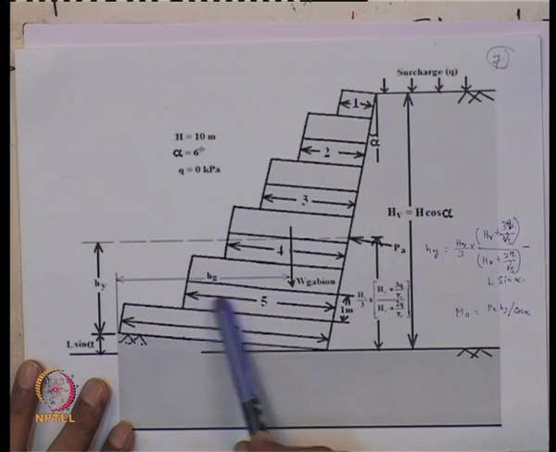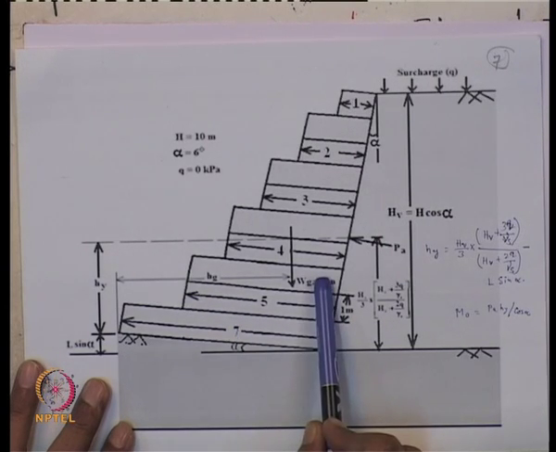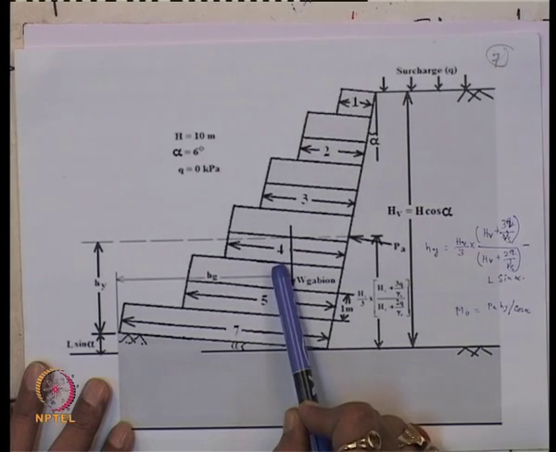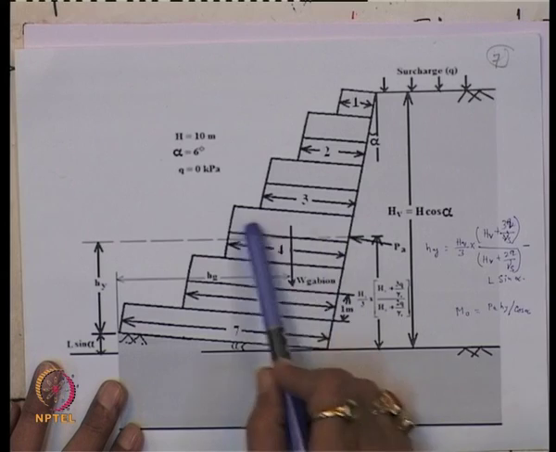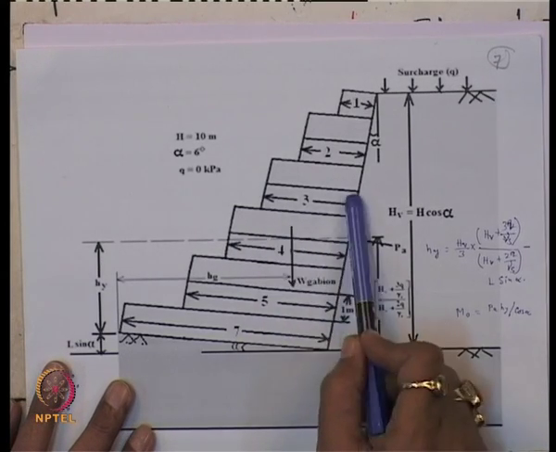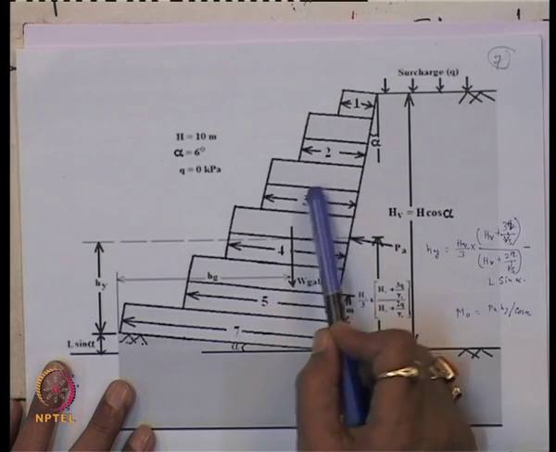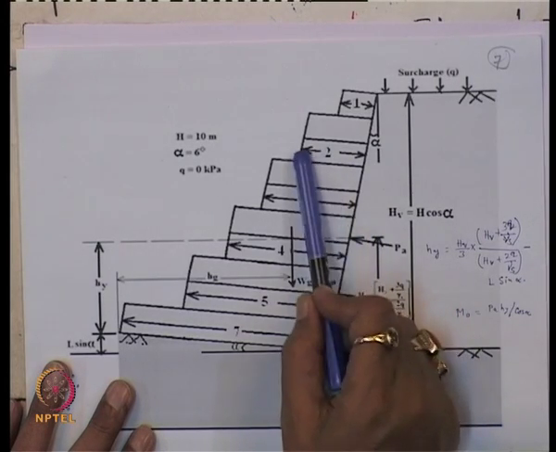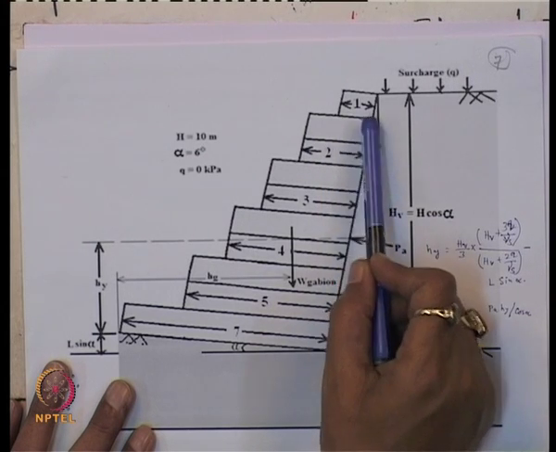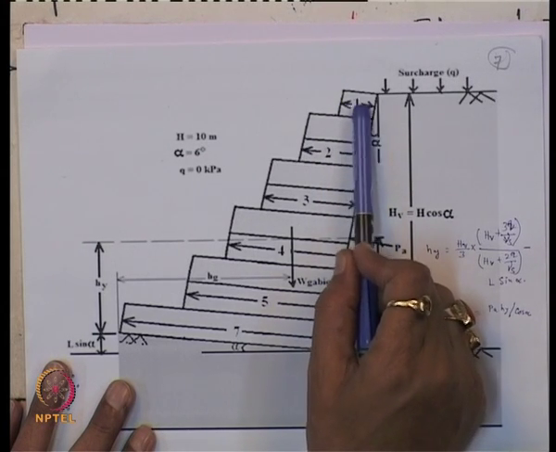Next, this is 5, this is 5. That means 7 plus 5 plus 5, plus this is 4, this is 4. So, plus 4 plus 4. Then this is 3, this is 3. Plus 3 plus 3. Then this is 2, this is 2. Plus 2 plus 2. And then this is 1 plus 1.